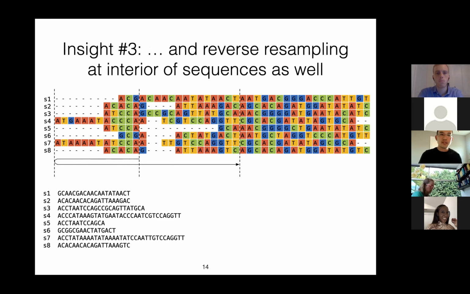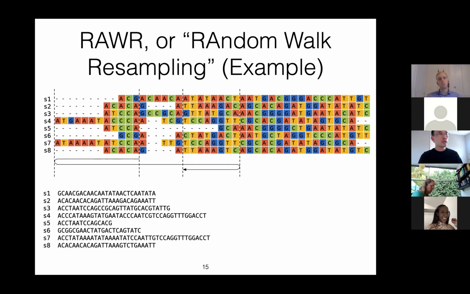And finally, the last insight that we had is that the second insight said, okay, if you're willing to reflect at the start or ends of the sequences, why not do so at the interior of the sequences as well? And so you can now have reflection breakpoints inside the sequences in addition. What results is essentially a random walk procedure conducted directly on the sequence data. One other technical detail I should point out is that you have these reversal breakpoints, and they occur with some probability gamma, which is a parameter of the method. And so we refer to this resulting random walk procedure as RAWR, short for random walk resampling.